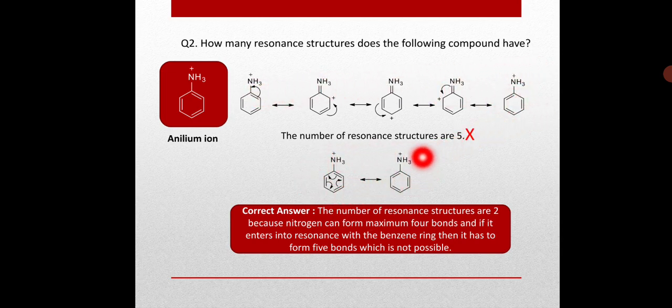Nitrogen will not at all enter into resonance with the double bonds of the benzene ring. It is only the double bonds of the benzene ring that, since they are in conjugation, will be in resonance, and we can have only 2 resonance structures. Let's look at the next question.